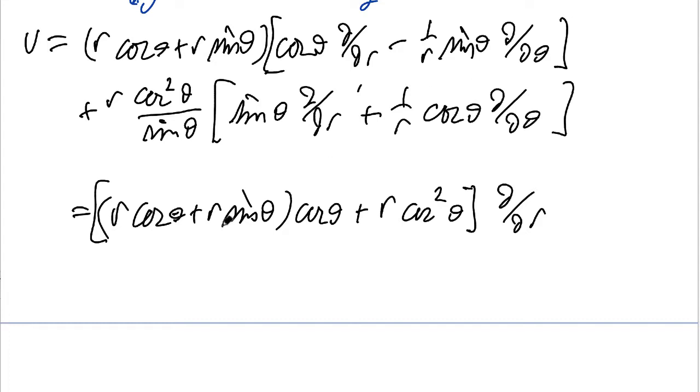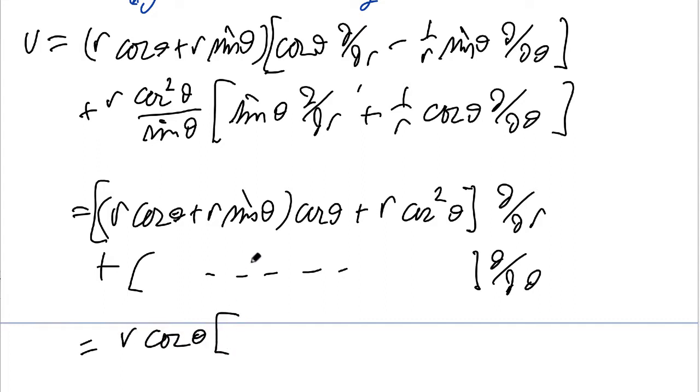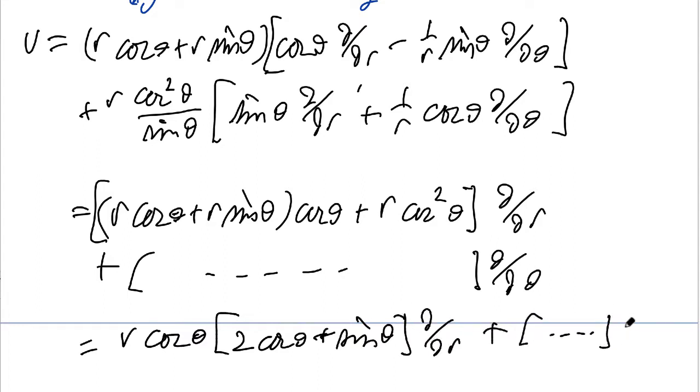All right, and then similarly we can collect the terms proportional to d by d theta. We can simplify this a little bit by noticing that there's a common factor of r cosine theta in this first term, and then we're left with cosine theta from here, cosine theta from there, that's 2 cosine theta, plus from this term we have sine theta. And all that's times d by dr. And then we also have the term proportional to d by d theta.